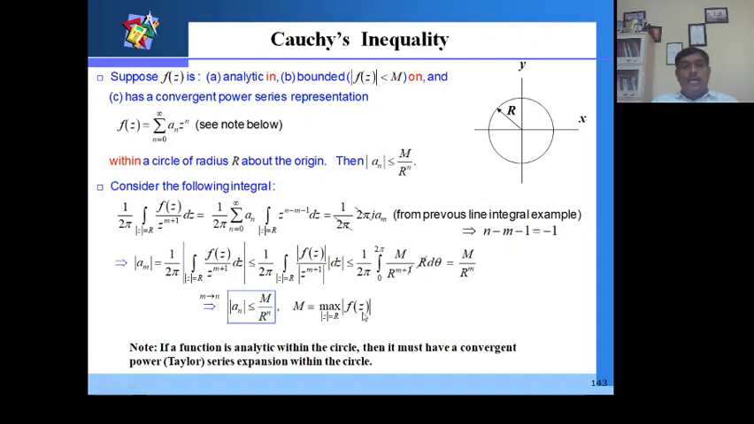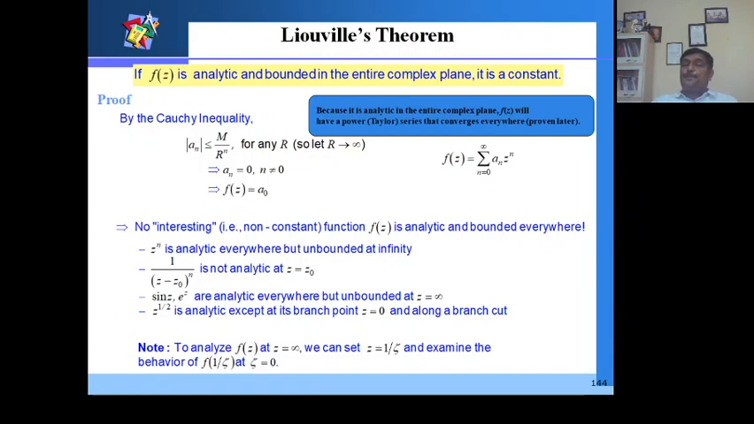Here m is the maximum of mod f of z, on mod z equal to r. This is Cauchy's inequality. Also note that if a function is analytic within a circle C, then it must have a convergent power series expansion within C. You already learned this in real analysis; that is Taylor's theorem. Here also we will extend to Cauchy's in the next parts.